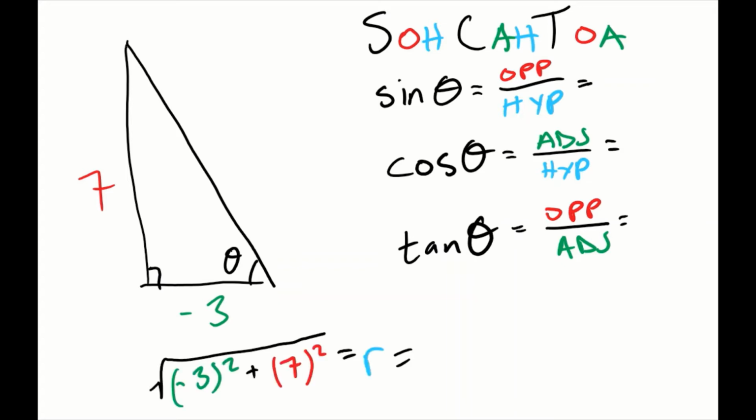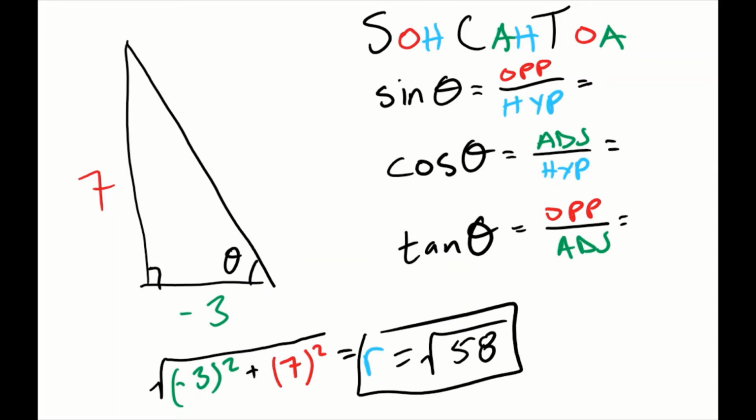So we have r equals the square root of -3 squared plus 7 squared. We're going to simplify that down. 3 squared is 9, 7 squared is 49, 9 plus 49 is 58. So then r is going to be equal to the square root of 58. So that's this length right here.